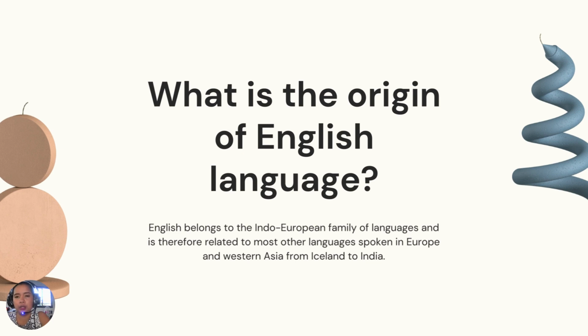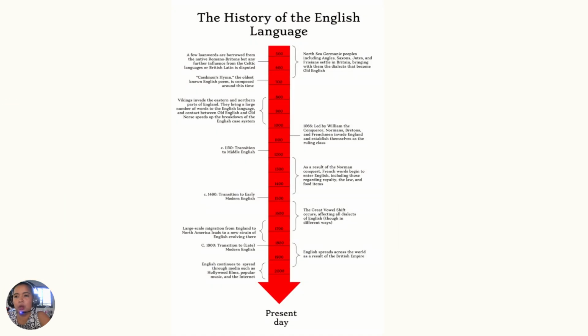So, to the origin of the English language, the English language really belongs to the Indo-European family of languages and therefore related to most other languages spoken in Europe and Western Asia, from Iceland to India. So, to give you the gist and the timeline of the origin of the English language, we'll be presenting you this figure wherein it started in the 500s, wherein the North Sea Germanic people, including the Angles, the Saxons, the Jutes, and the Frisians, settled in Britain, bringing with them the dialects that became Old English.